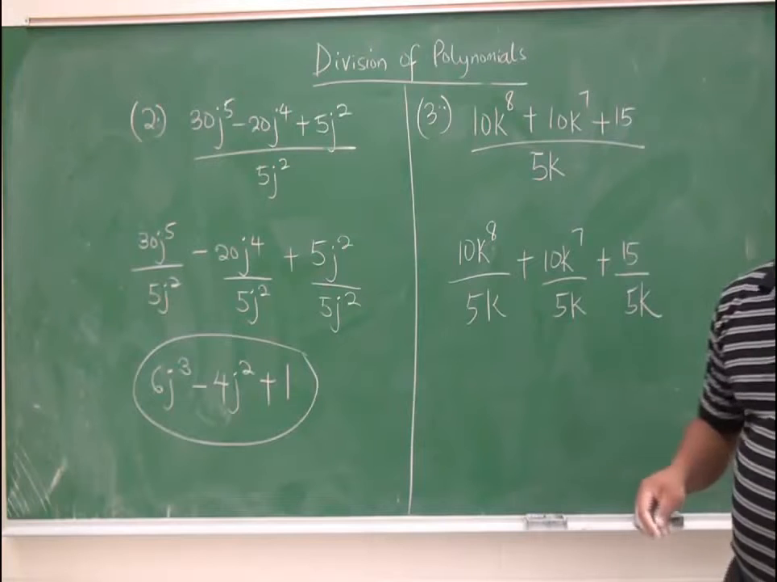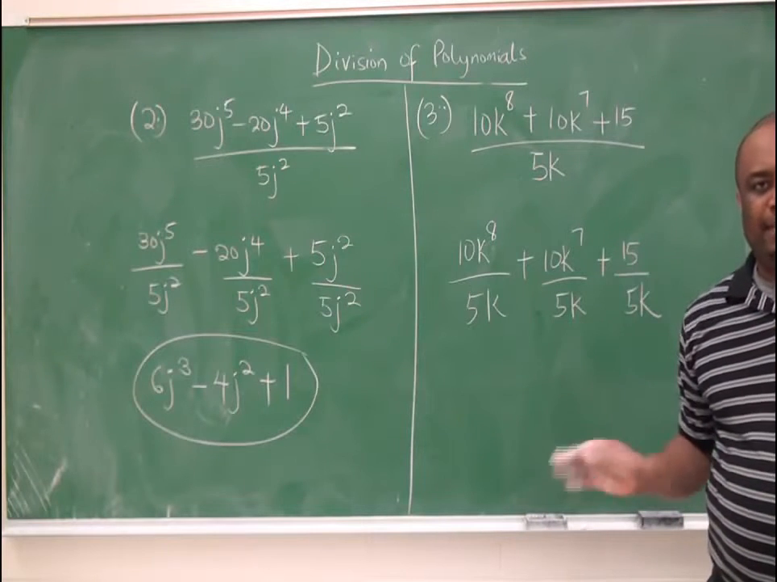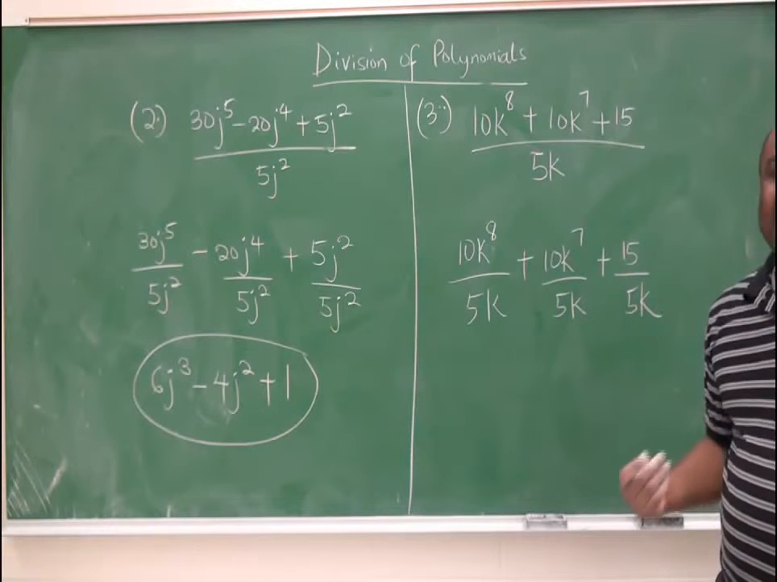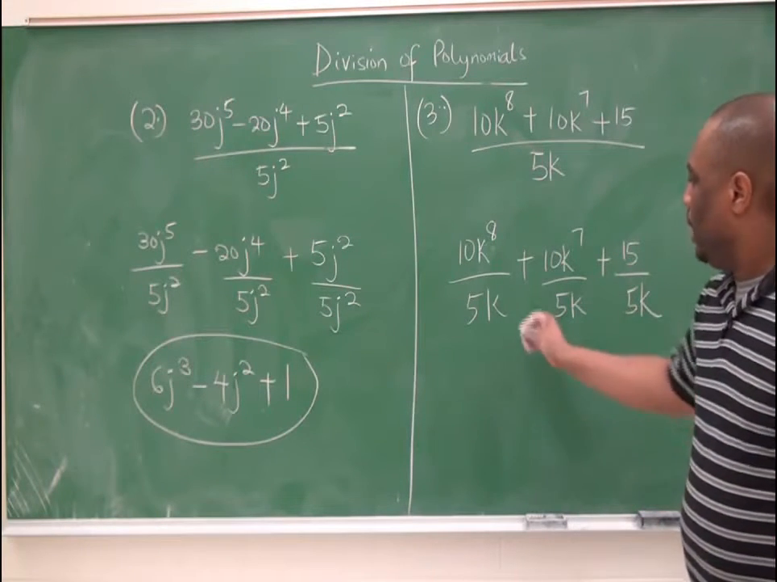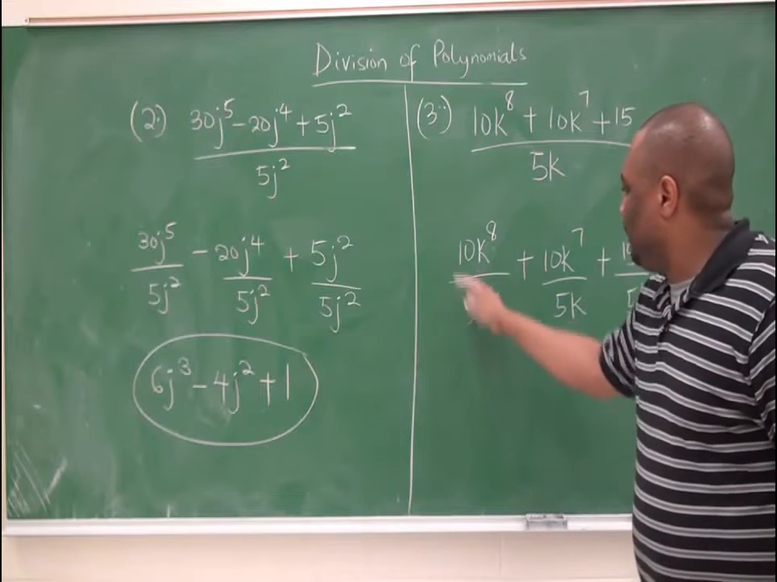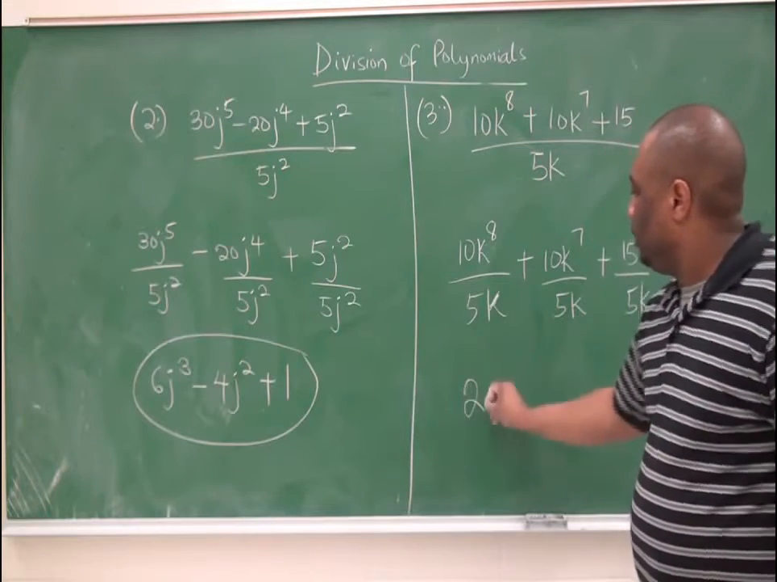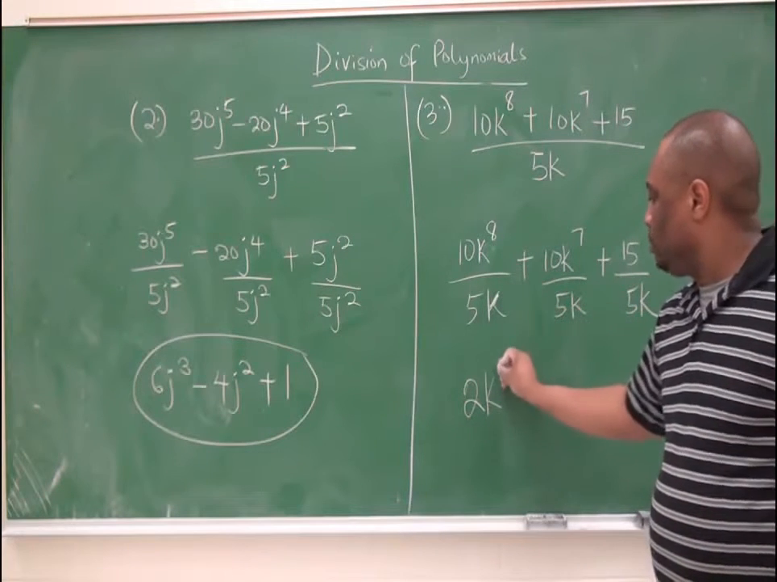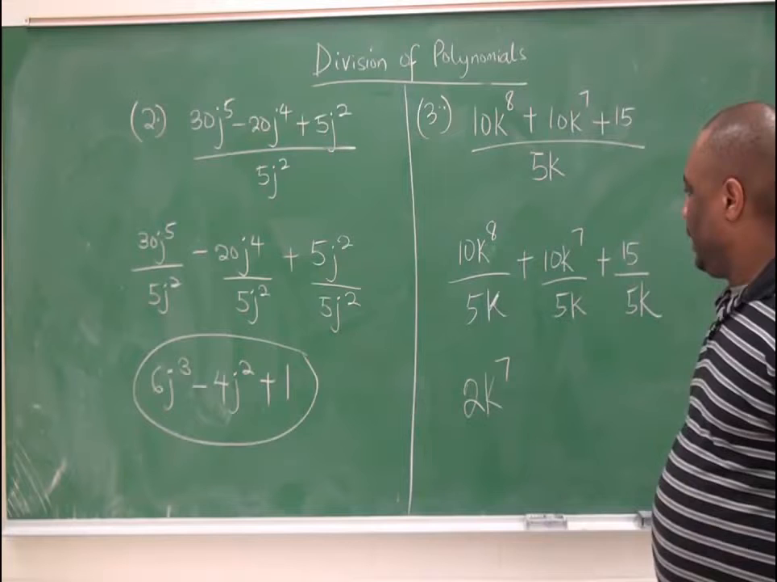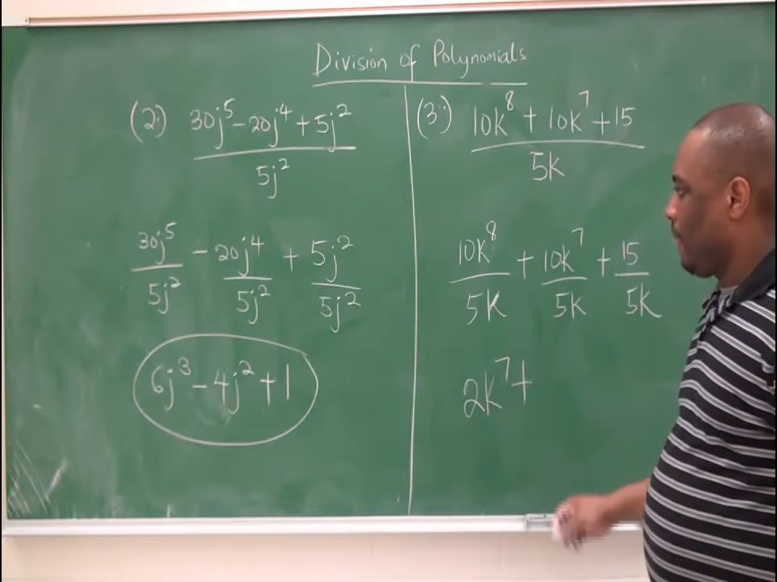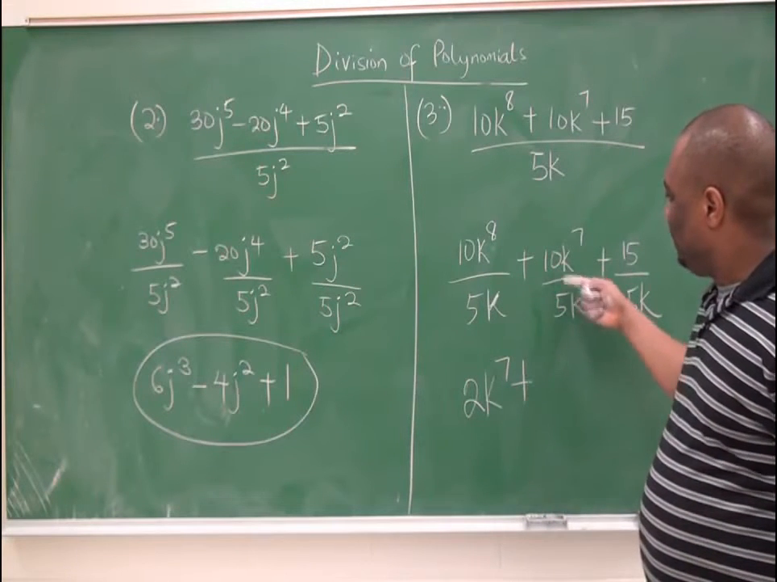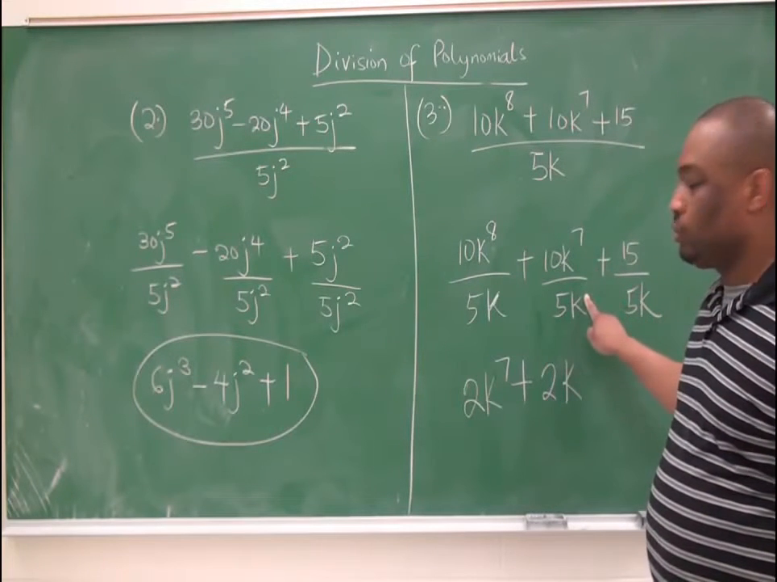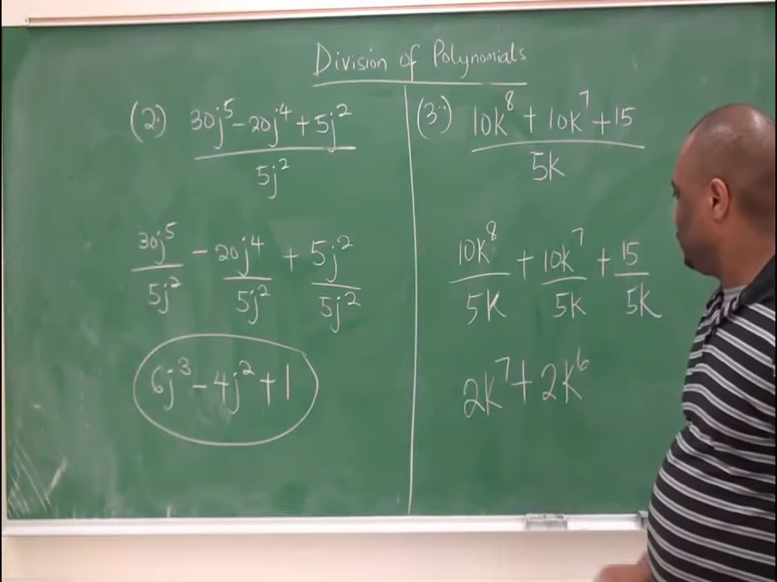Okay, for this video, we don't want negative exponents. Right? We only want positive exponents. So, this is 10 divided by 5 is 2. Then K, 8 minus 1. 8 minus 1 is what? 7. Right? Plus 10 divided by 5 here is 2. Then this is K. 7 minus 1 is 6.